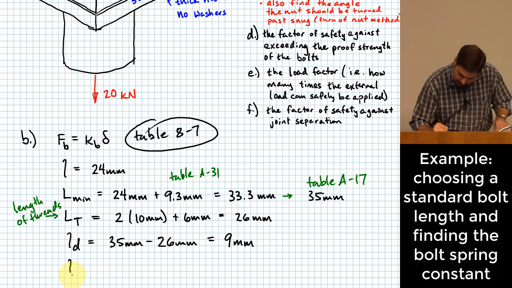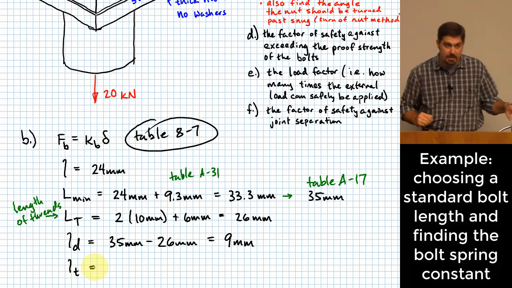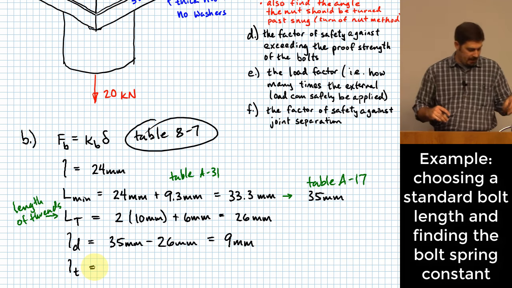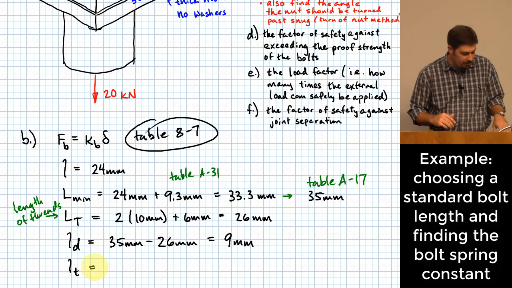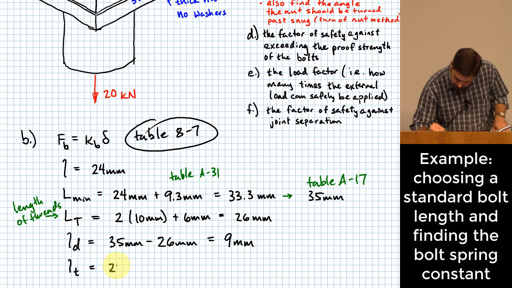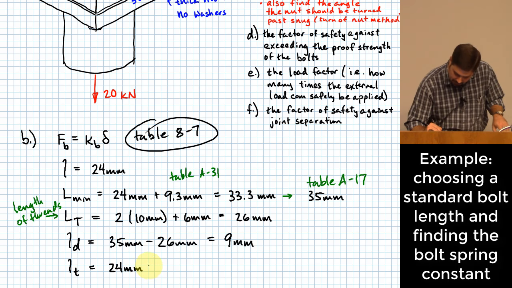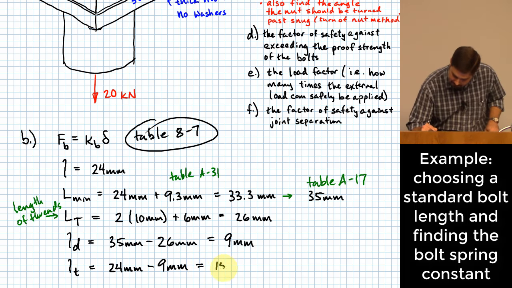Okay, the next thing we do is we figure out what is the length of the threaded portion in the grip. This isn't the total amount of threads, this is just how much of the threaded portion lies within the grip. And so here you take your grip length, 24 millimeters, and you subtract what you just found for your unthreaded length. Okay, and when we do that, we end up with 15 millimeters.